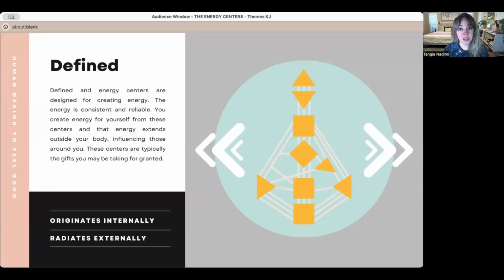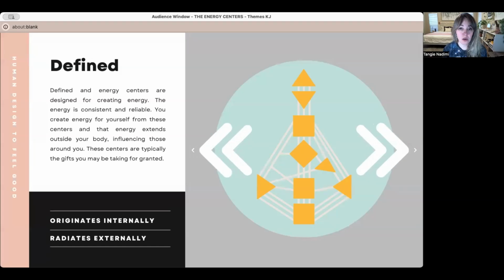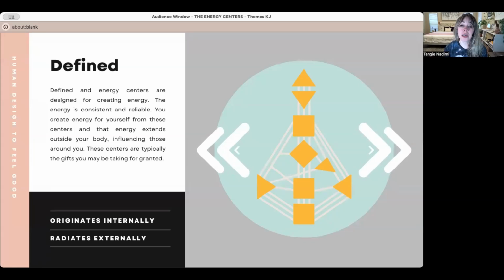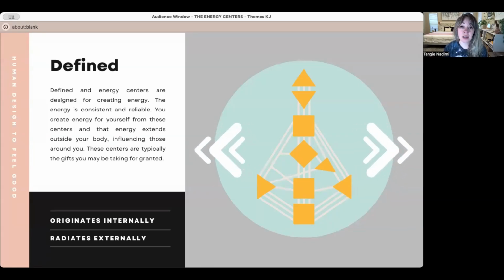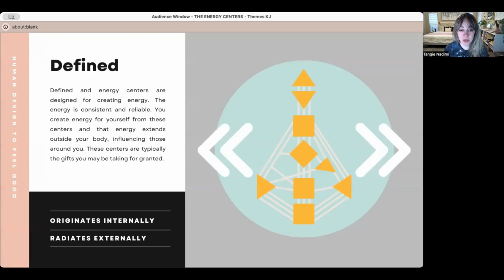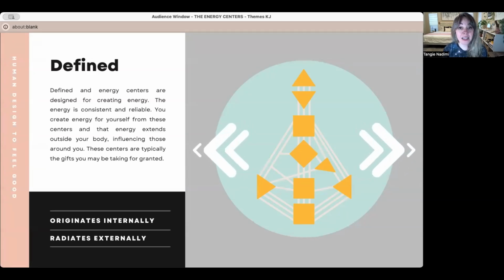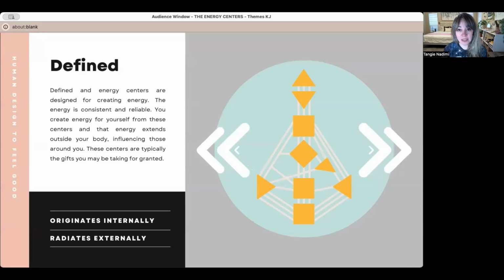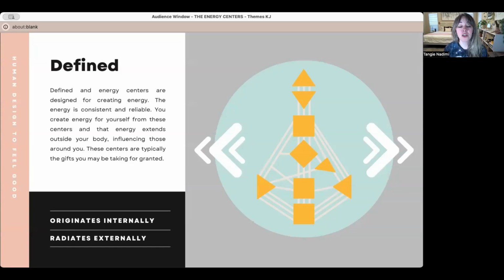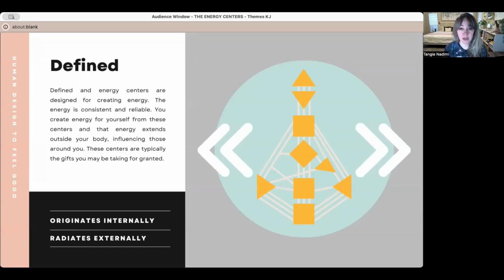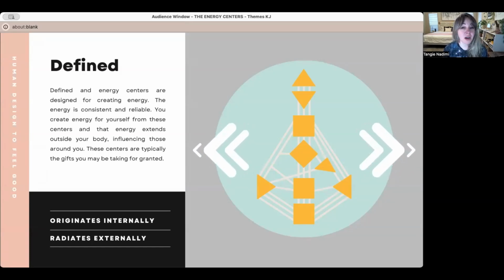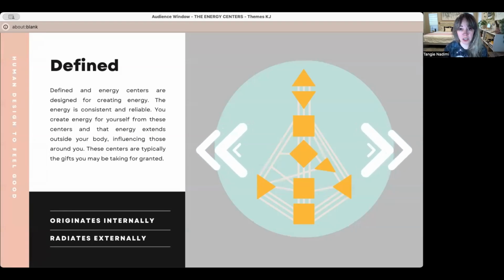If you have definition in a specific energy center, you can know that that energy is consistent and reliable for you. You create energy for yourself from that center, and then that energy extends outside of your body, influencing those around you. These centers are typically gifts that you may be taking for granted. Because it's defined, it always has been, it always will be. No transit can take away your definition. Transits and relationships and environments only layer on top of your definition. So this is how you always feel.